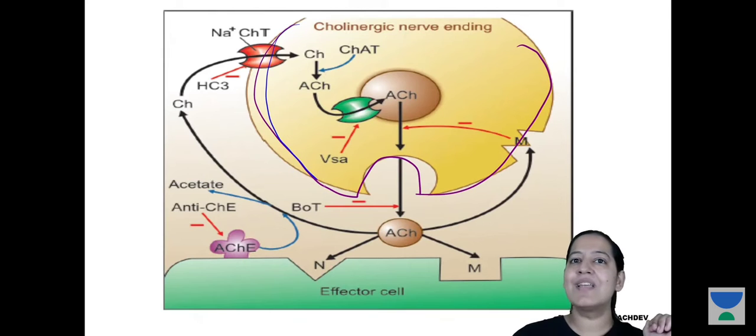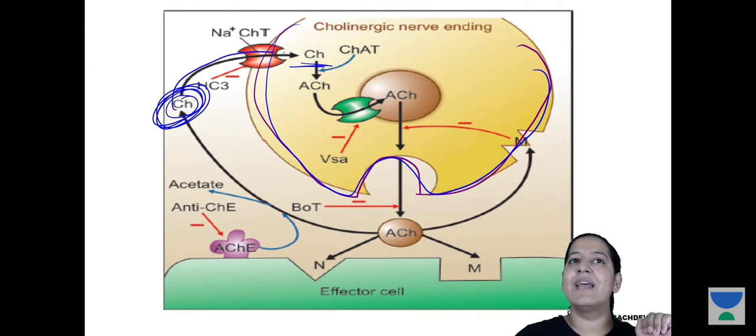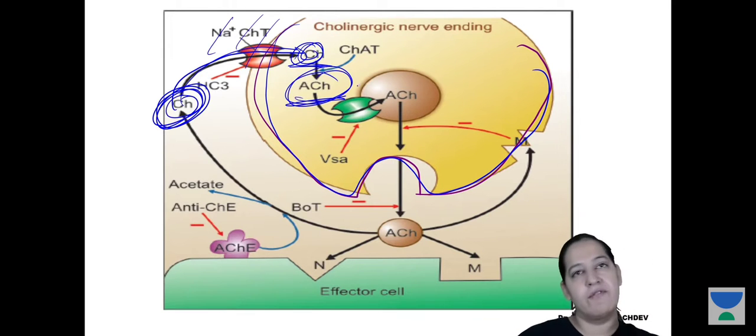So how is acetylcholine synthesized here? See, acetylcholine is synthesized from an amino acid known as choline. So this is choline. Choline is taken inside with the help of a pump known as sodium choline transporter. So this choline will go inside, bind with the acetyl group, and be converted into acetylcholine.